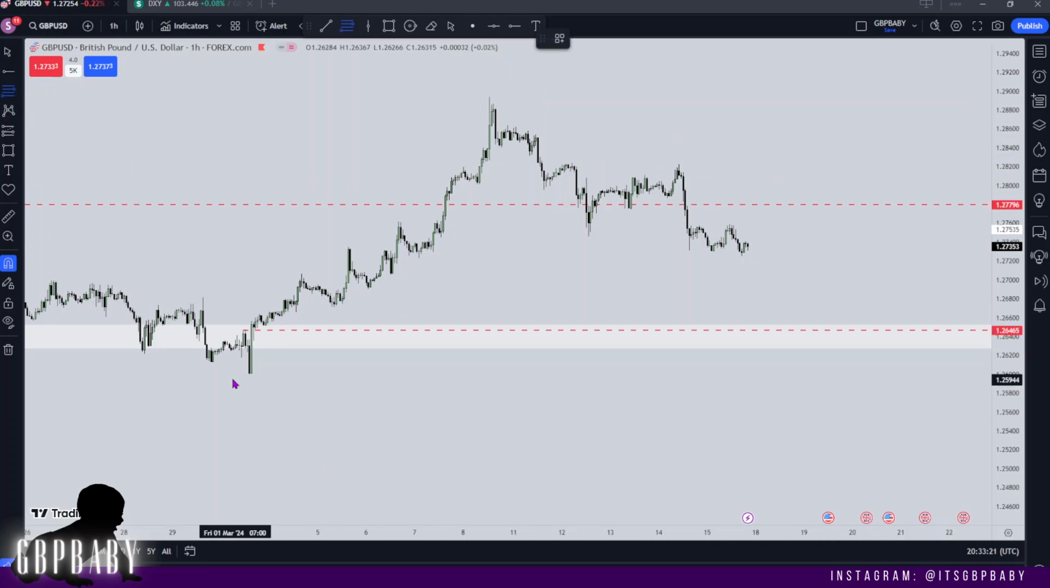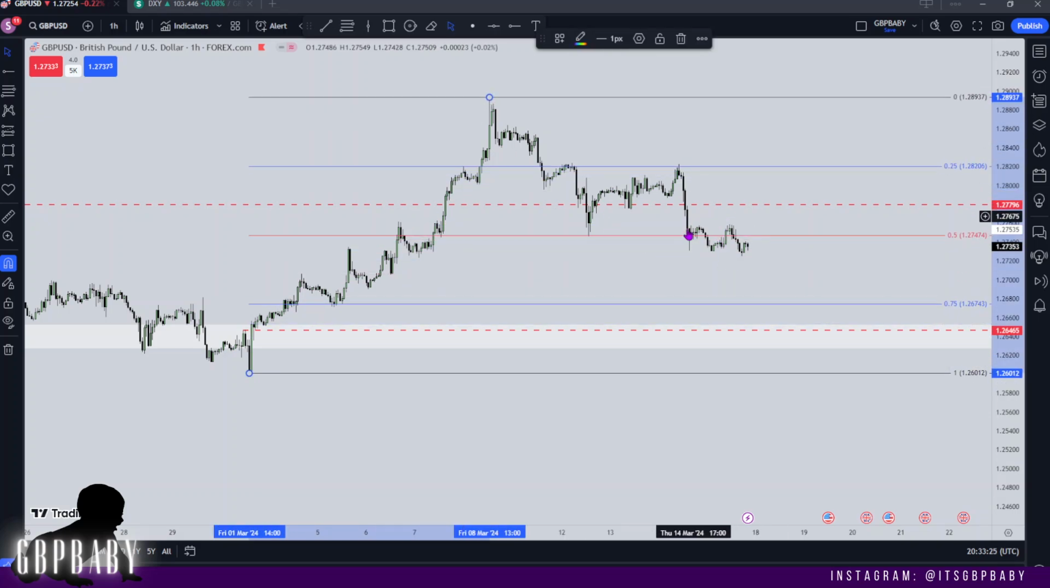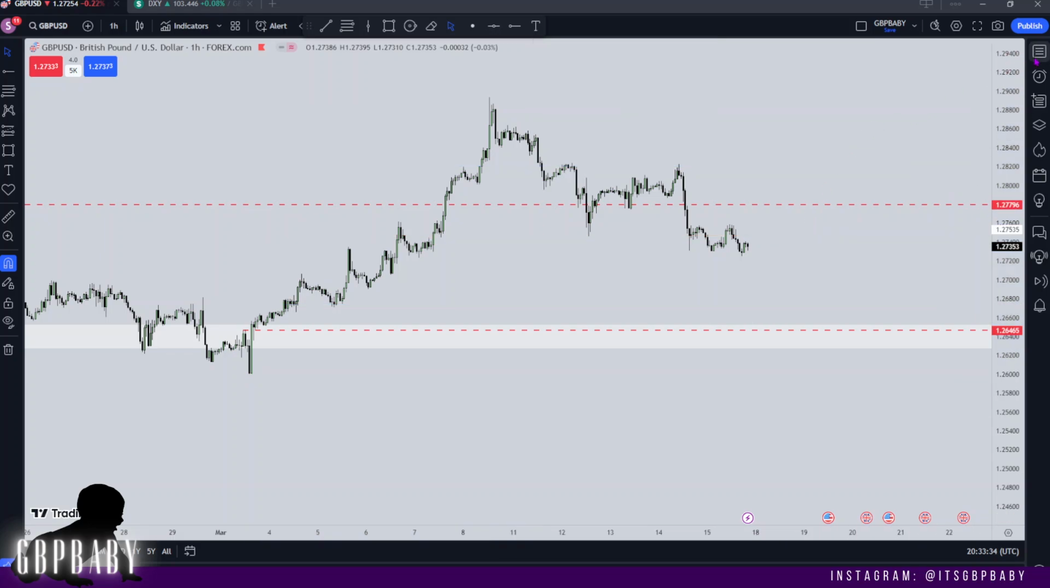And what I mean by that is, if we look at this range from this low to this high, you can see we're just consolidating at that midpoint. So I'd like to see us at least reach to this level before we see some kind of retracement back into the range. Hope that's making sense.